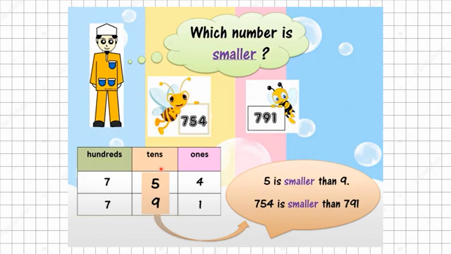So which one is smaller? Mestilah 5 kan? 5 kecil daripada 9. So 5 is smaller than 9. 754 is smaller than 791. Am I right? So the answer is 754 is smaller than 791. Okay, faham? Okay, kita pergi yang seterusnya lagi sekali ya.